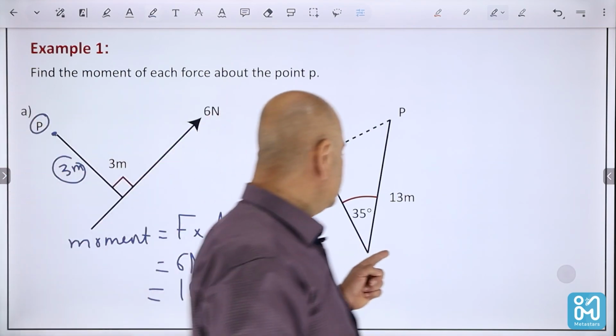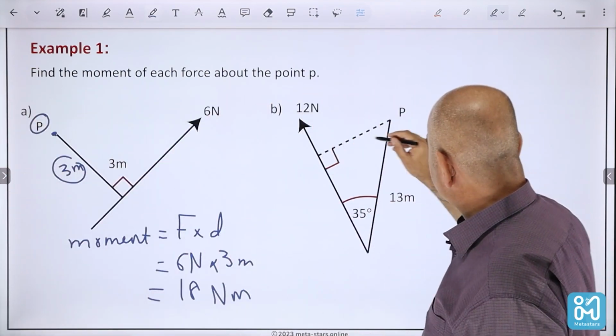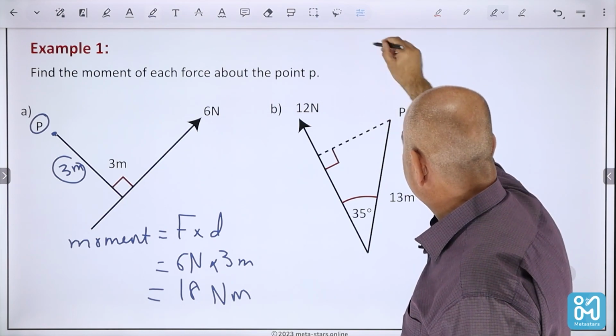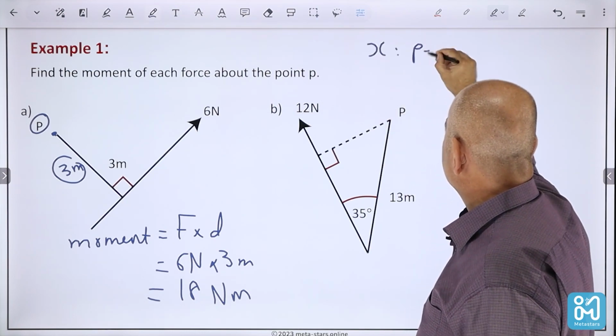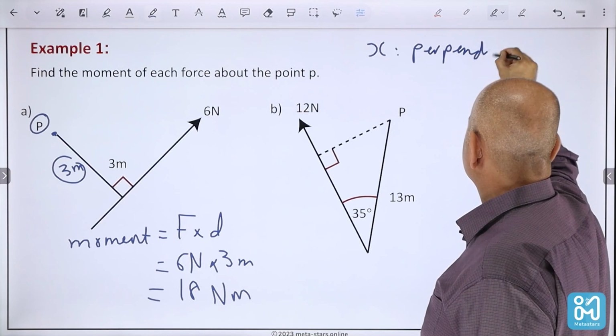But over here, I need to calculate the perpendicular distance. This is the perpendicular distance. Remember that x is what? Perpendicular distance.